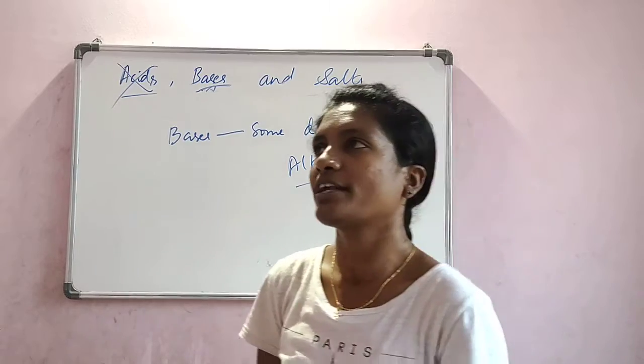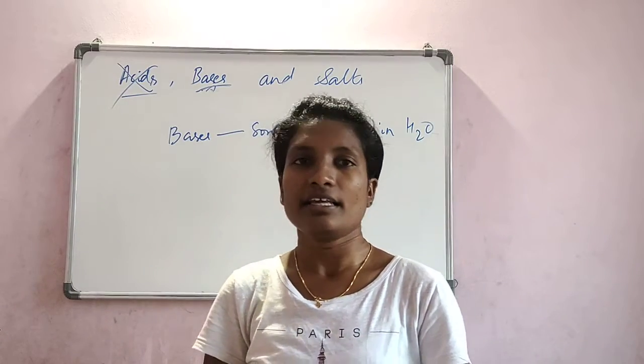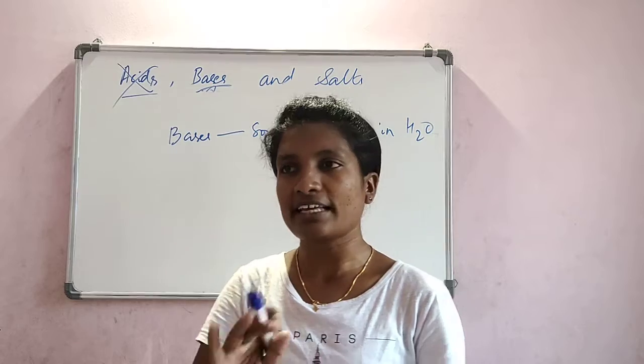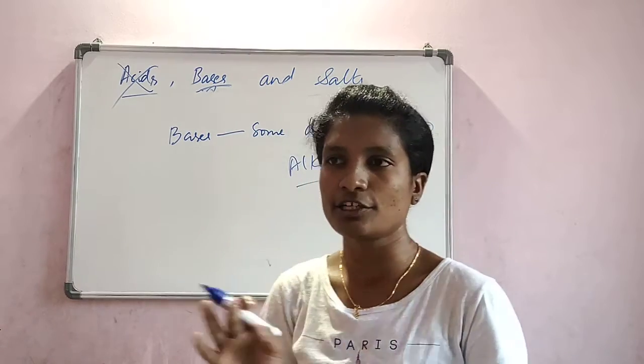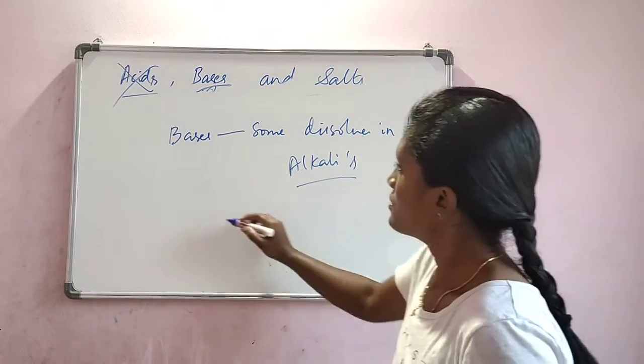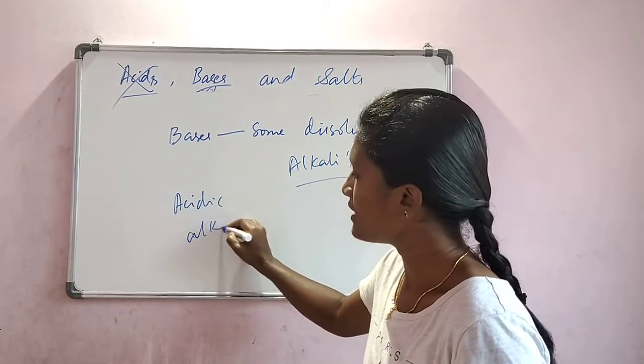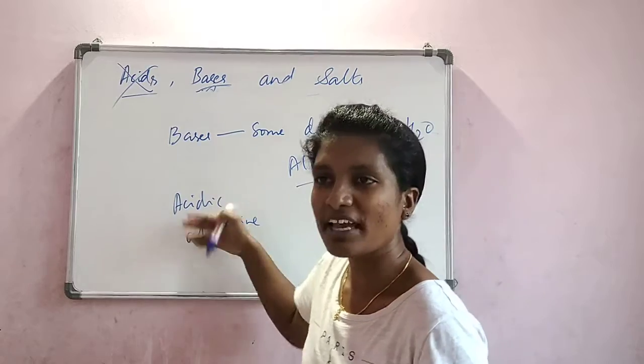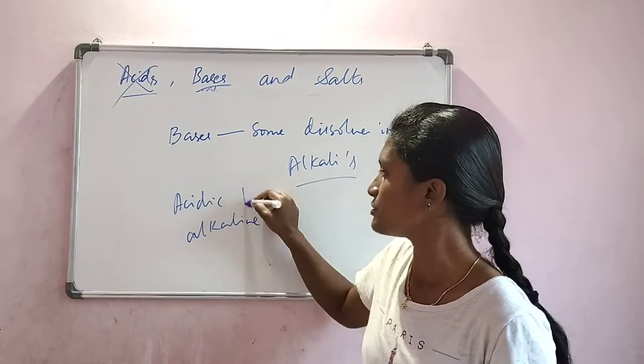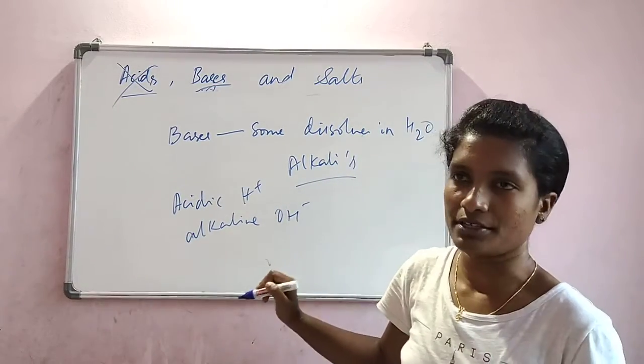If you observe the periodic table, you get alkali metals, alkaline earth metals, like that. They are again sub-categorized into alkali and alkaline. Acids are acidic in nature, whereas bases are alkaline in nature. Both the behaviors are opposite. Acids contain H plus, these contain OH minus.